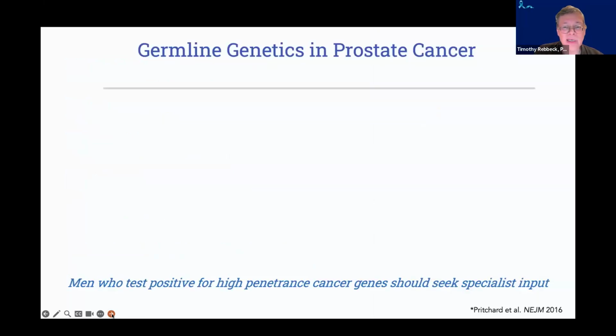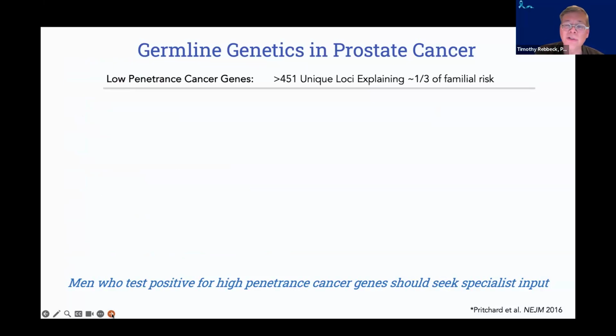So let me go through a little bit of what we know. First of all, you heard a little bit about germline genetics. We know low penetrance cancer genes have been identified. There are about 450 low penetrance genes that have been identified through genome-wide association studies and others that explain about a third of familial risk.